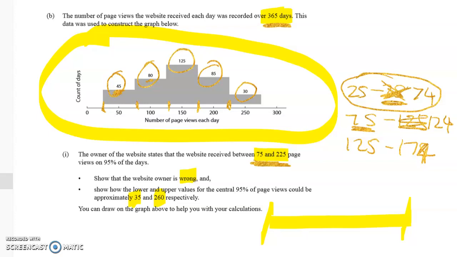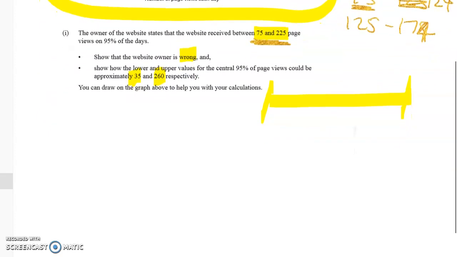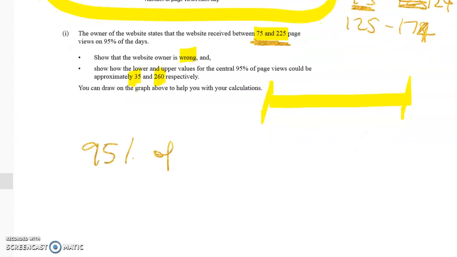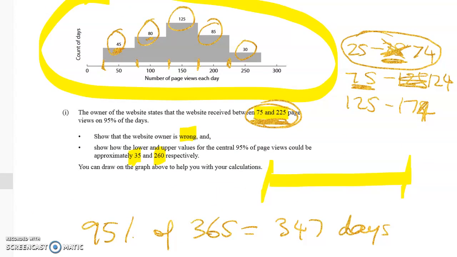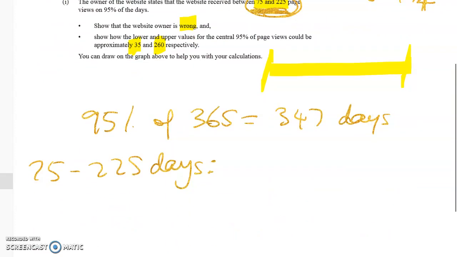So the middle 95% of values: 95% of 365 gives me about 347 days. So what I want to check is whether if I go between 75 and 225, I get that many days. So 75 to 225 days covers these three numbers. This one, 80, 125, and 85.